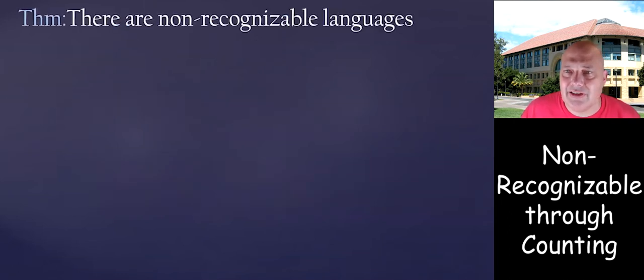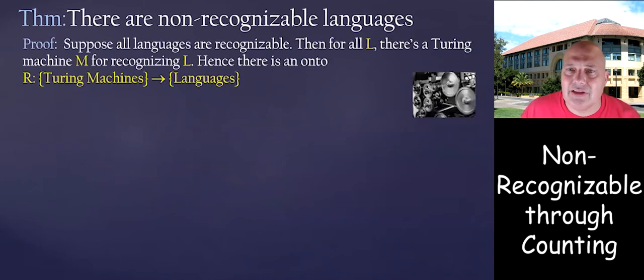So the theorem is that there are non-recognizable languages. Suppose that all languages are recognizable. Then for all languages L, there is a machine M that recognizes L. So now this means that there is an onto mapping from Turing machines to languages. The mapping is the one I mentioned before: for every Turing machine, I map it to the language it recognizes. And we said that every language is recognizable, therefore this mapping is onto.